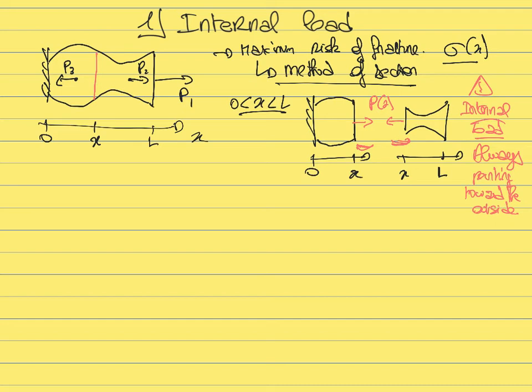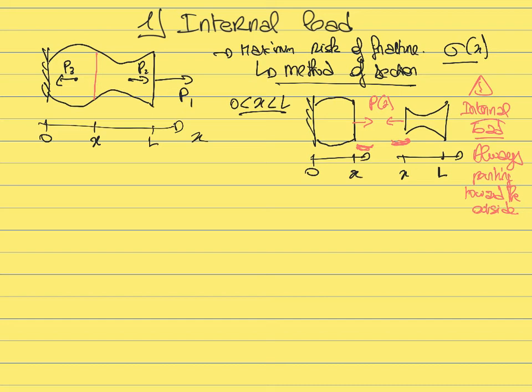But at the end, we need to do this. Why? Because we need to have a consistent definition for the load. The internal load is the load applied by the left to the right or the right to the left. Due to the principle of action-reaction, the load applied by the left to the right is going to be the same as the load applied by the right to the left, but with an opposite sign.